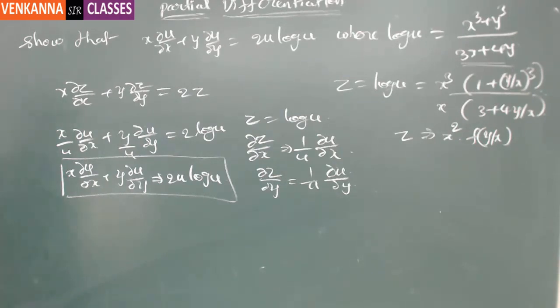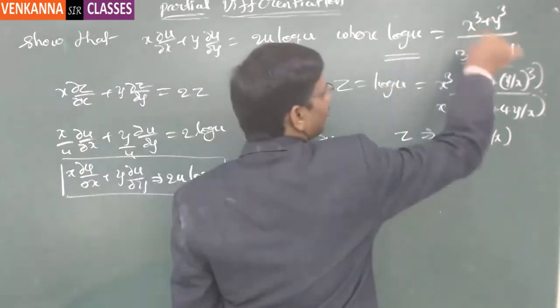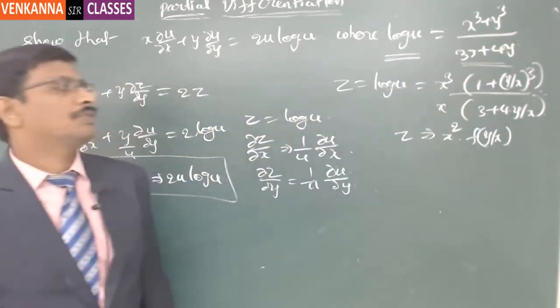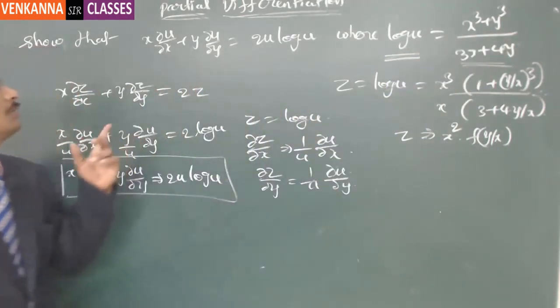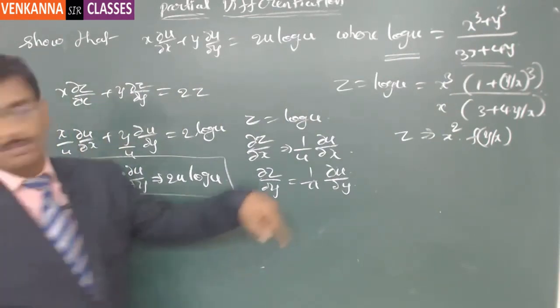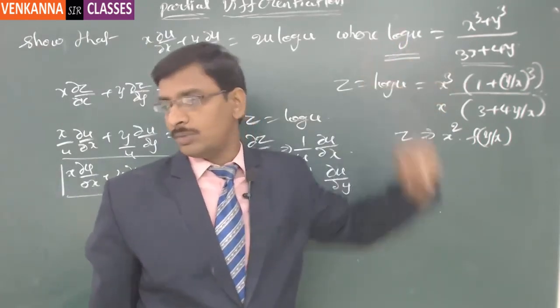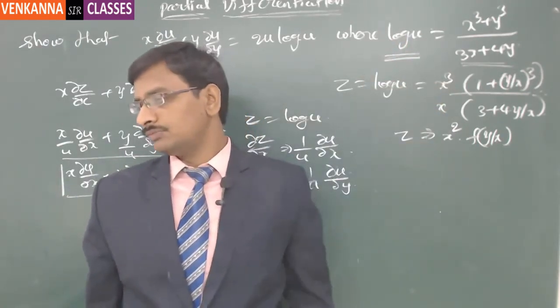So what is the doubt you have, Surabhi? Here log u is given this way. Now the principle x ∂u/∂x + y ∂u/∂y can be applied only for a homogeneous function. But here log u is a homogeneous function, but u is not a homogeneous function. Got it?